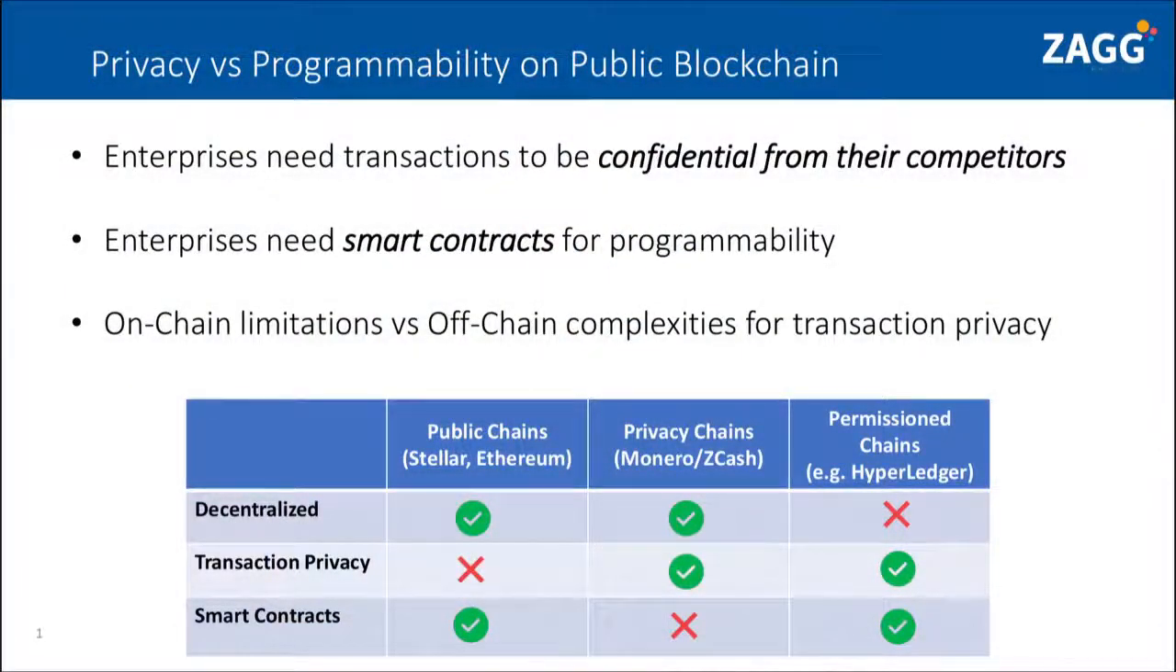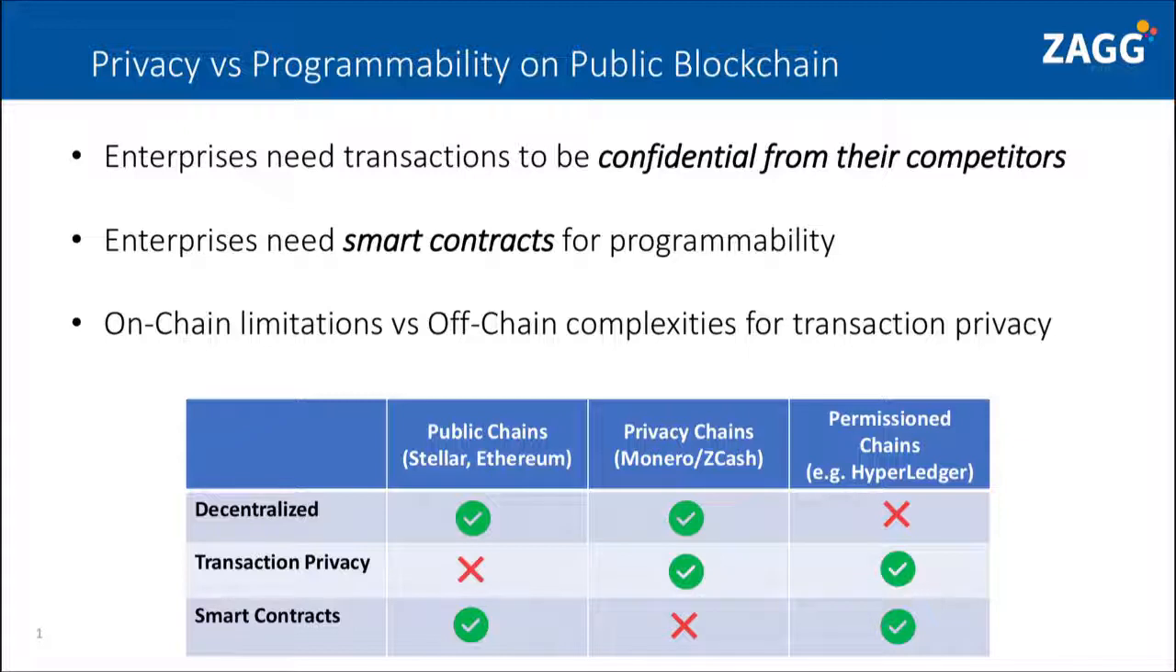Good afternoon, everybody. I'm Ram Golambudi from ZAG Protocol. We started actually looking to solve a business problem for many of our customers and enterprises. Most of them want to adopt a public chain, but they had two key considerations. One, they needed transactions to be confidential: source, destination, and value, because they didn't want their competitors to know who they're transacting with. Second, they wanted smart contracts.